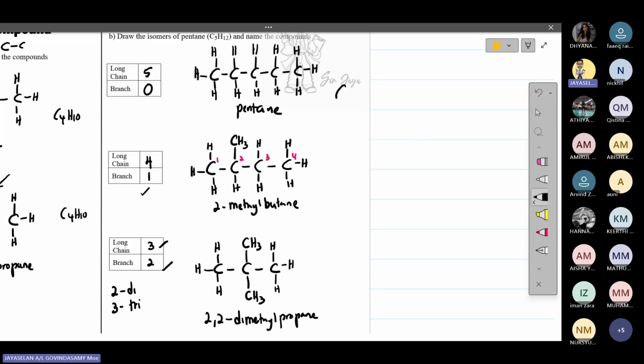If you check all these, C5H12 will be the molecular formula. This one also C5H12. This one also C5H12. Molecular formula same, but if you see the structural formula is different, so this is called isomer. Okay, isomer. All these have same function, same chemical properties because their functional group are same.